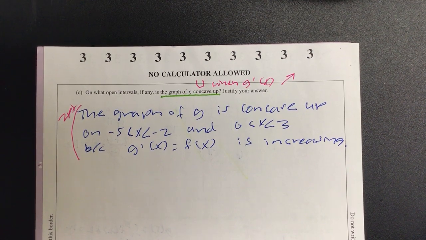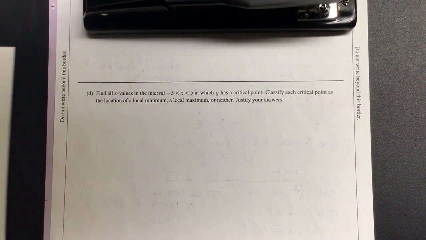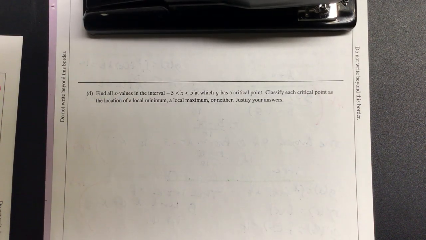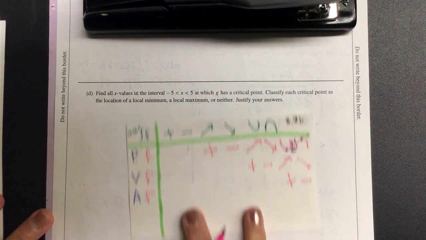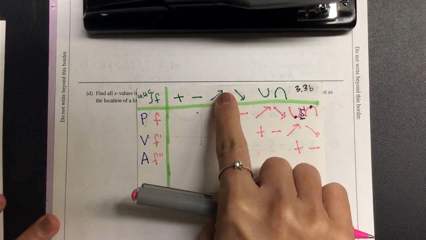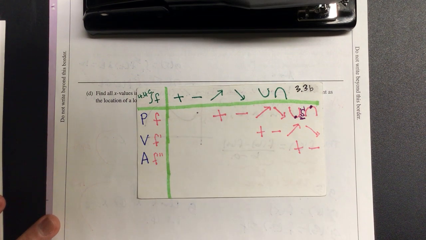And again, like I said, FRQ number 3, it is doable. Okay, so if you were stuck at some point and you're like, okay, it makes sense, give yourself a circle. Okay, on part D, Hannah, let's read. Find all x values in the interval -5 is less than x, which is less than 5, at which g has a critical point. Classify each critical point as the location of a local minimum, a local maximum, or neither. Justify your answers. So we know we have a maximum when it's going from positive to negative, and we have a minimum if it's vice versa, right?